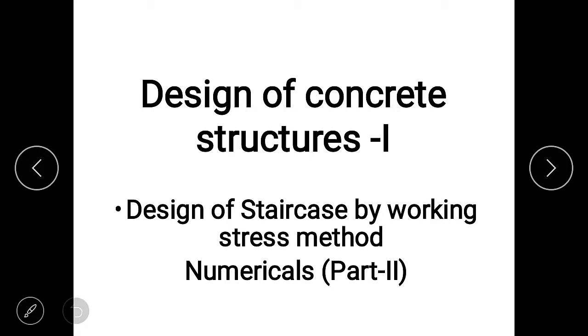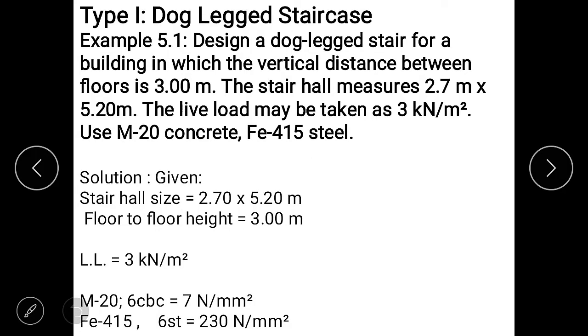In the last lecture, we already studied the introductory part about a staircase. In that, we studied what a staircase is, parts of the staircase, types of staircase, load on staircase, and the design specification for the staircase. Now we start one numerical on a dogleg staircase. Type 1, that is a dogleg staircase.